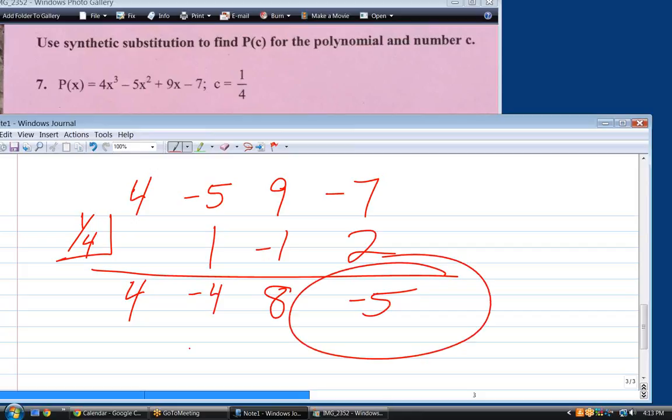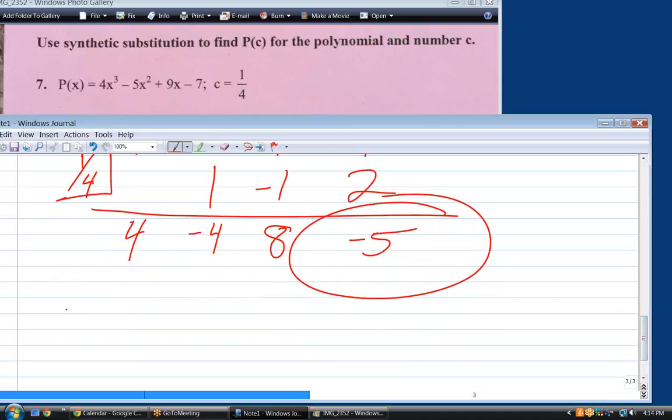What it's equal to, minus 5. Let's make sure that's right here, before we go further. In other words, whatever that is, is the evaluation of it. Notice that if that final number is 0, it means that's a factor, and I should get 0 as the answer.